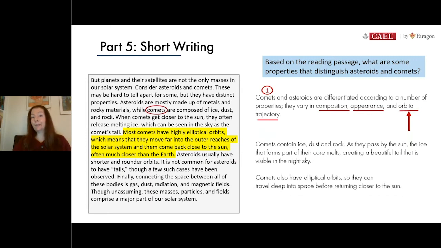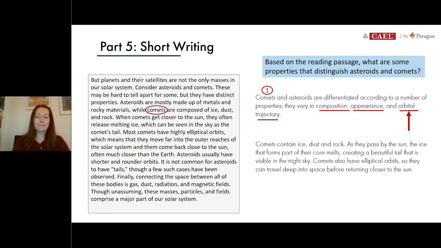So we phrase that in our own words when we're typing, and we might say, comets also have elliptical orbits, so they can travel deep into space before returning closer to the sun. There. So we've summarized what's in the text. You notice our wording is a little bit shorter, which is just fine. We pulled out just the main details there.